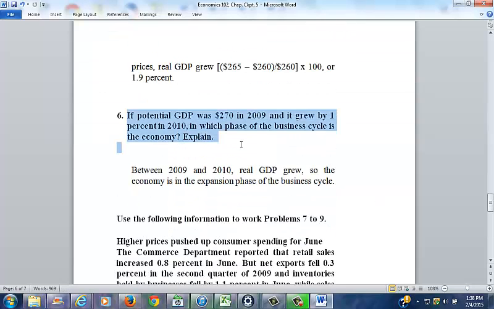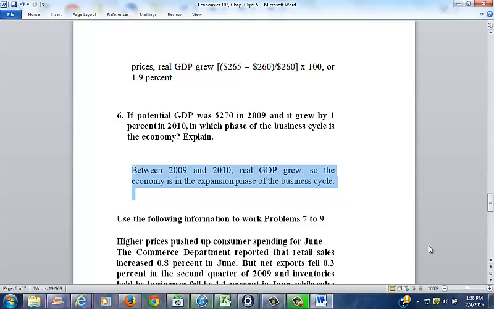Question 6. If potential GDP was $270 in 2009 and it grew by 1% in 2010, in which phase of the business cycle is the economy? Explain. Well, between 2009 and 2010, real GDP grew, so the economy is in the expansion phase of the business cycle.